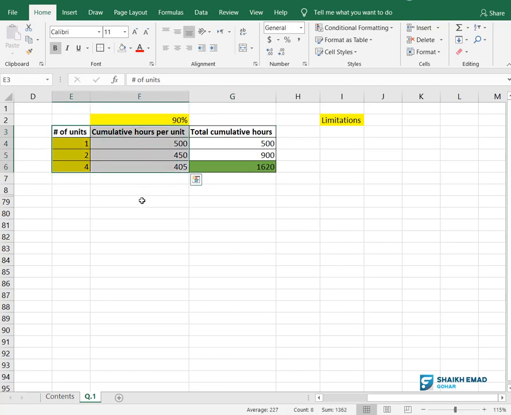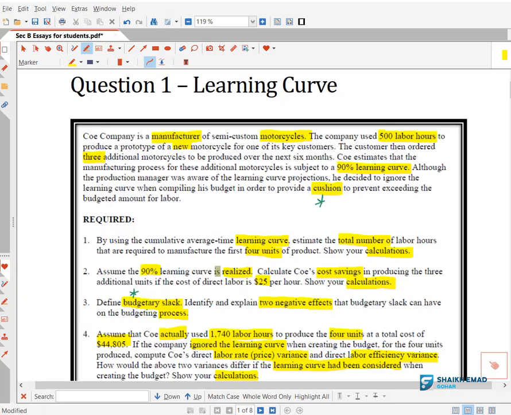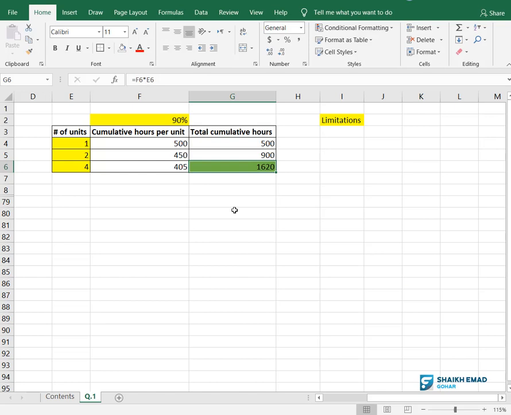Getting it? Okay, now he is asking total hours for how many units? Remember? For 4 units. It means this is my requirement. This green color is my requirement. If he is asking you total hours for 2 units, then this is my requirement, this 900. Getting it? If he is asking you total hours for 1 unit, this 500 is my requirement. Getting the story, everyone? Okay, so you need to understand what is our objective.